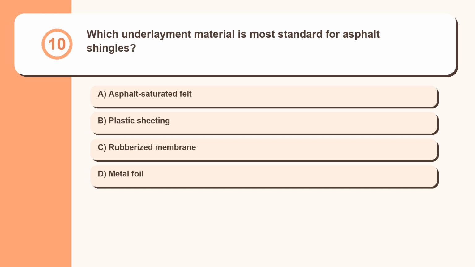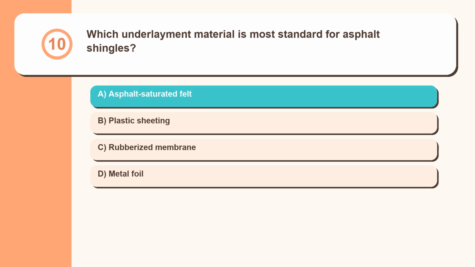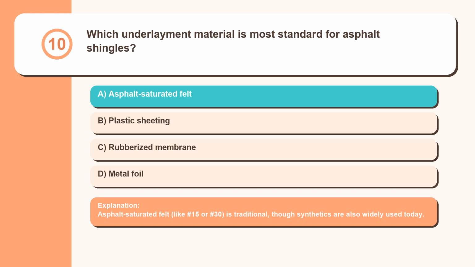Question 10. Which underlayment material is most standard for asphalt shingles? Asphalt saturated felt, plastic sheeting, rubberized membrane, metal foil. Asphalt saturated felt, like number 15 or number 30, is traditional, though synthetics are also widely used today.